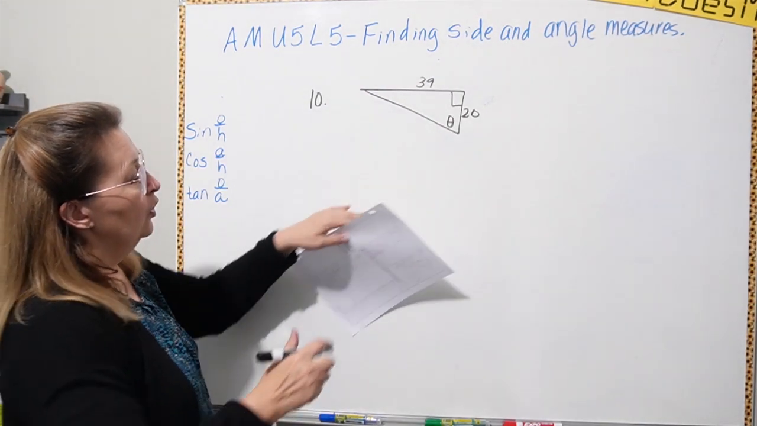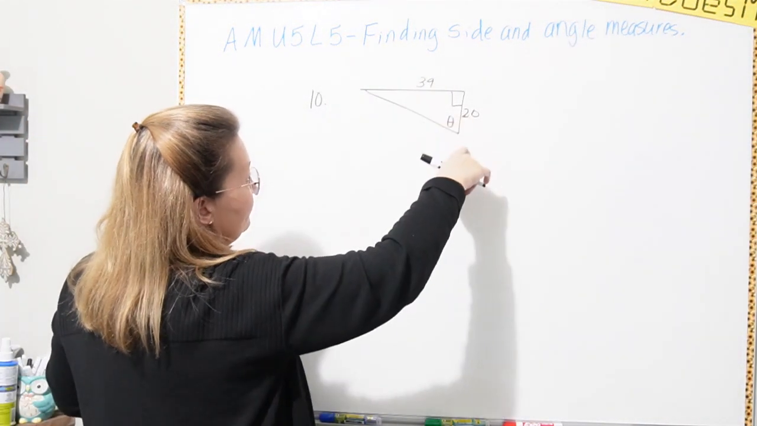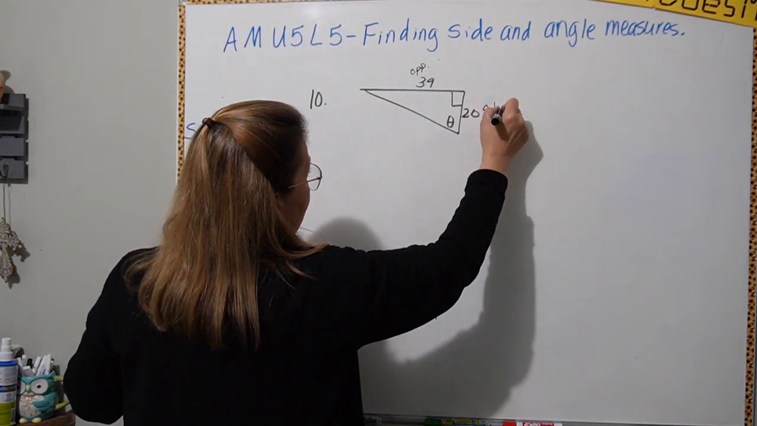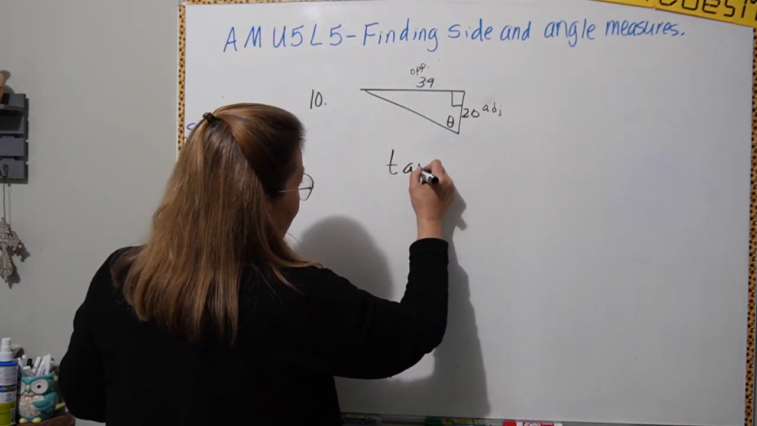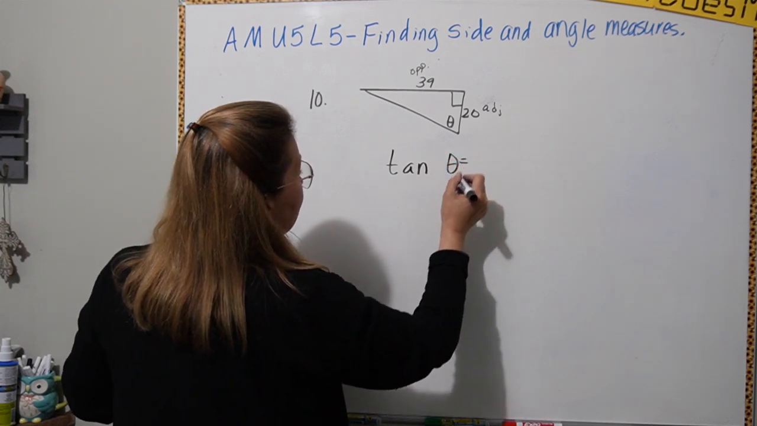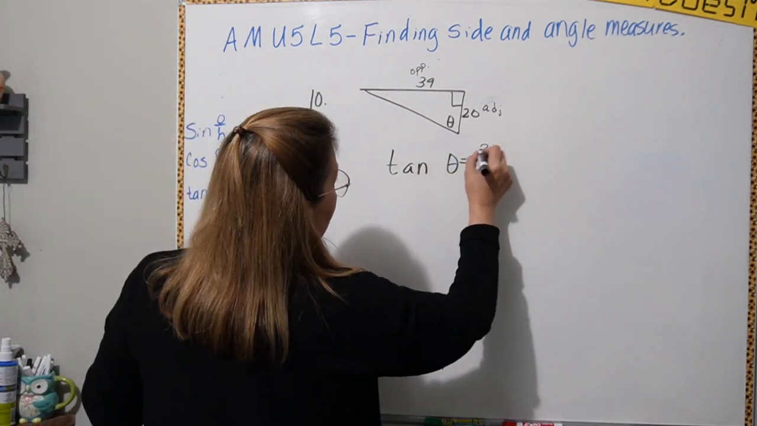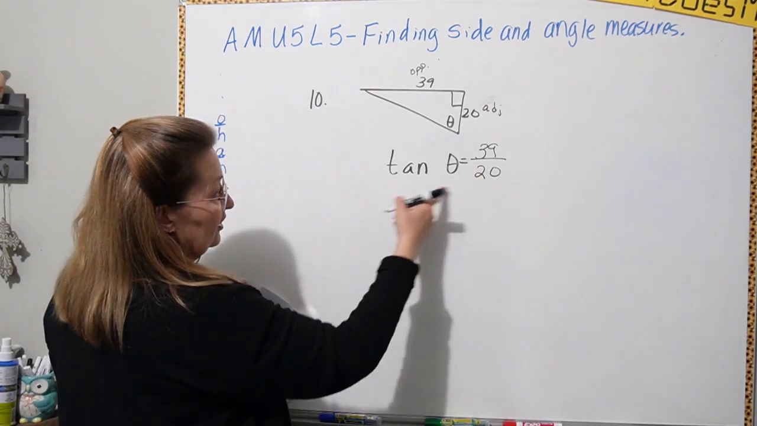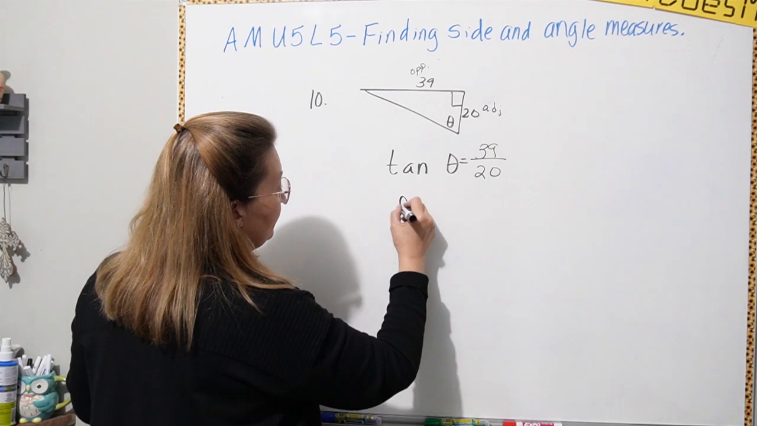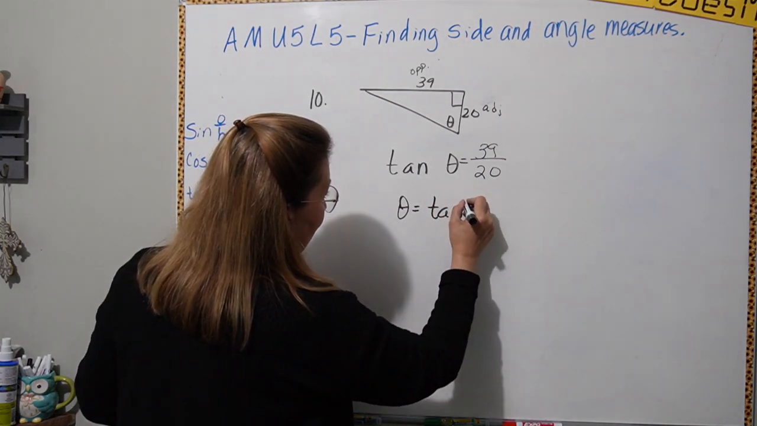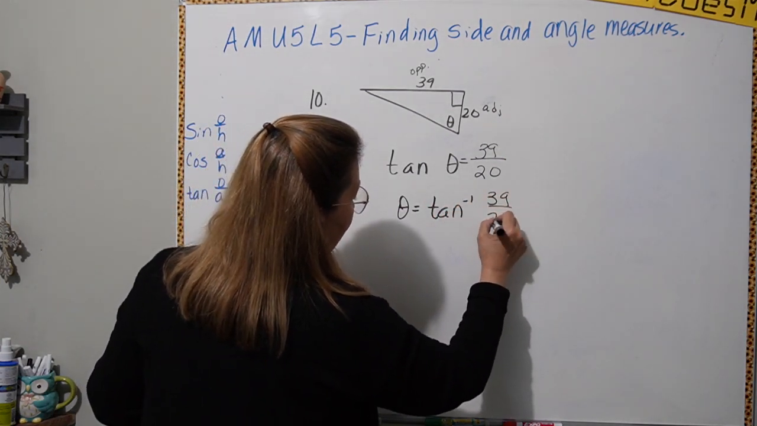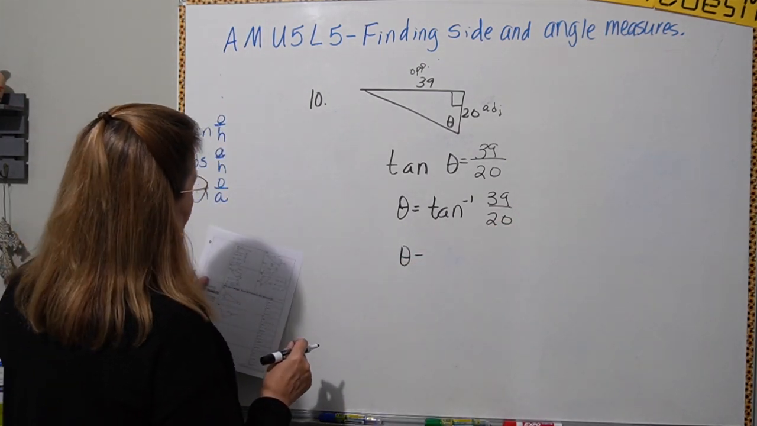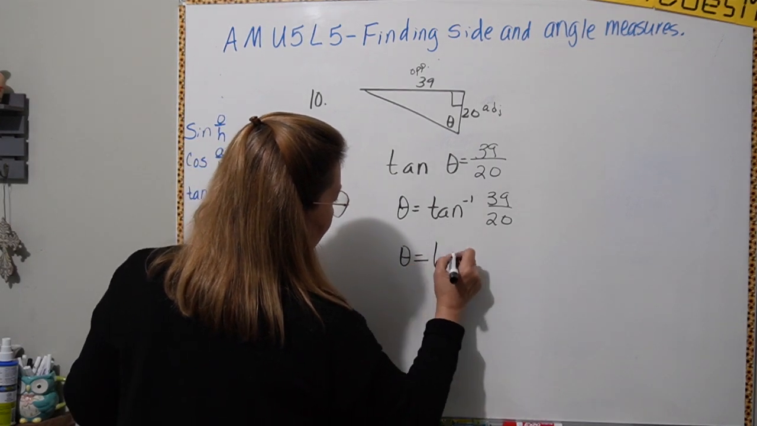Okay, for number 10, we have theta here, so let's identify our sides. This is the side opposite, and this is the side adjacent. So we're going to be looking at tangent. The tangent of theta is equal to the opposite, 39, over the adjacent, which is 20. Using my definition, if this is true, then theta is equal to the inverse tangent of 39 over 20. And then when you type that into your calculator, that's going to tell you 62.9 degrees.